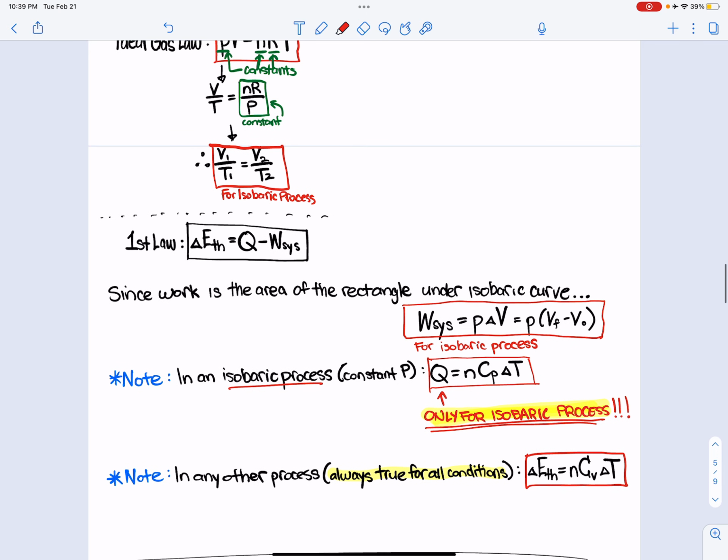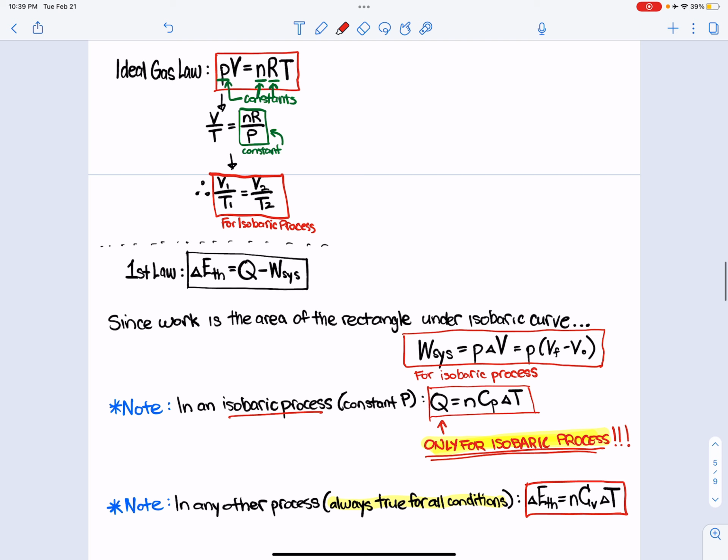Also, in any other process, this is true for all conditions, not just an isobaric process, but all processes. Heat transfer is equal to moles, n, times CV, which is the molar heat capacity at constant volume, times delta T, which is the change in temperature.